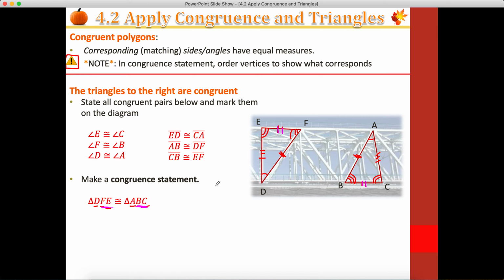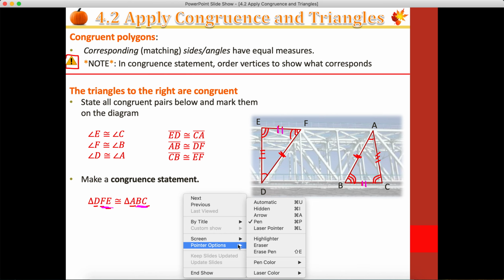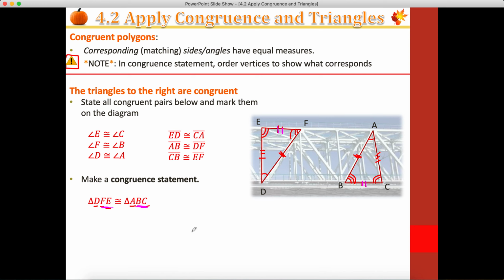And especially if I don't have a diagram to go with a congruent statement, I would use the fact that I'm ordering my vertices intentionally here in order to show that I know what matches with what. So even though it might be tempting to say triangle ABC is congruent to triangle DEF because you're just rolling through it alphabetically, the order in which we choose these is actually quite important. That's not to say that this is the only way that we can make a congruent statement out of this.